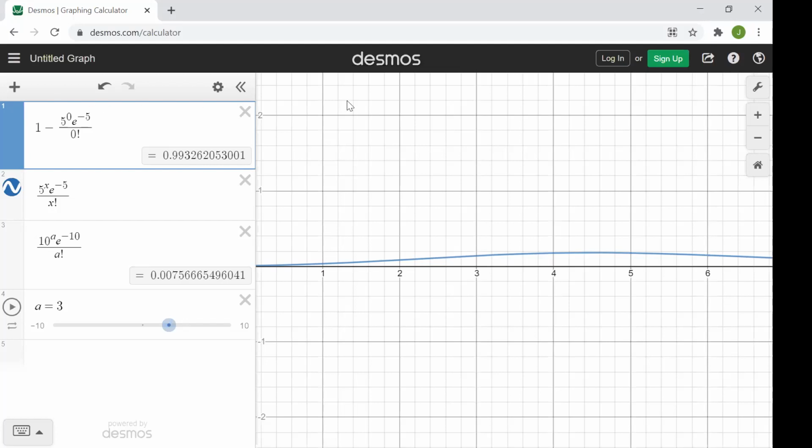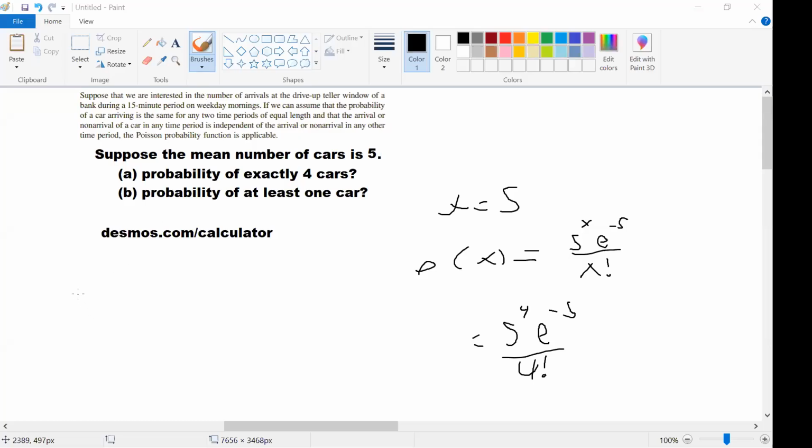So here we use the complement law. To switch back to our paint, let me share again. Share the paint. In this case, for part B, we want the probability of greater than or equal to 1 car. That's 1 minus the probability of no cars. That is equal to 1 minus, we have 5 to the power of x. In this case, x is 0. So we have 5 to the power of 0 times e to the negative 5 divided by 0 factorial.